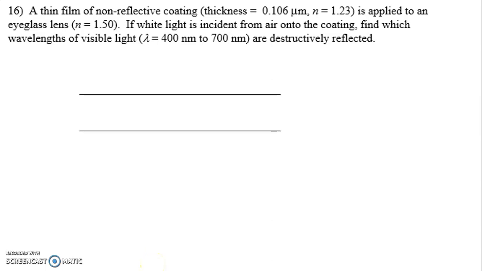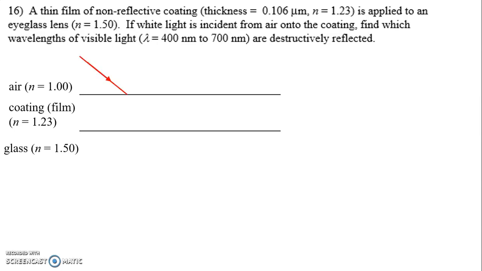So I first draw the media, and I'm going to identify it starts in air, and then there's going to be the thin film of the non-reflective coating, and then there's going to be the glass onto which the thin film is applied. And we're going to show the light coming in here from the air. Now, it is white light, so maybe I could have used black to indicate white light. Here we're just using red to make it a little more colorful.